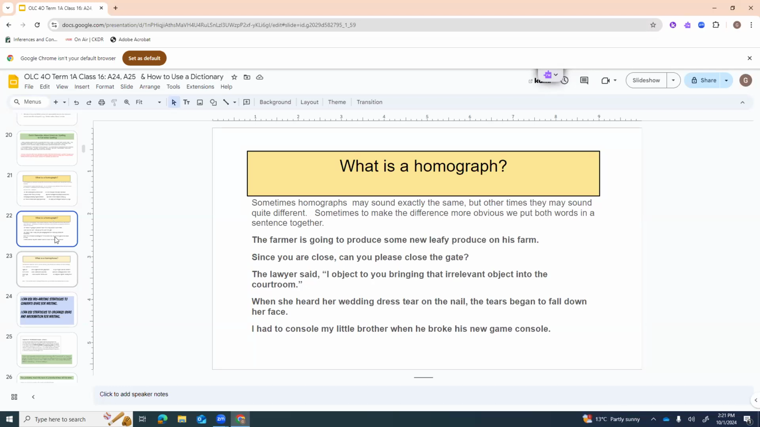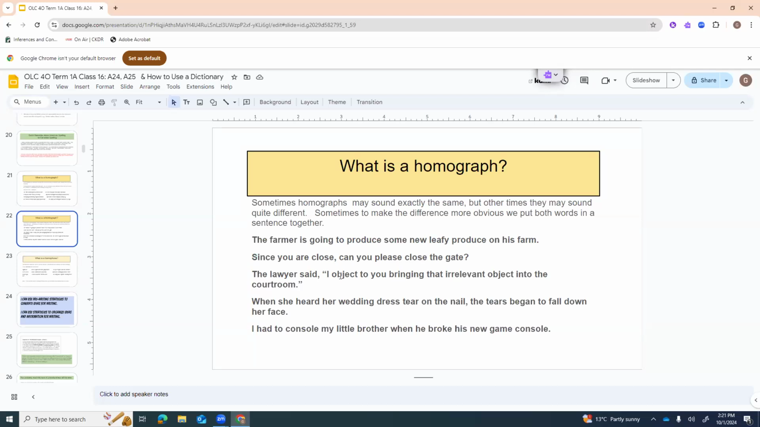So here we've got, the farmer is going to produce some new leafy produce on his farm. So here, produce, I emphasize the pro. Here, produce, I emphasize the duce. And it ends up having a slightly different sound. Since you are close, can you please close the gate? Here it's got a little bit of a Z sound in it.